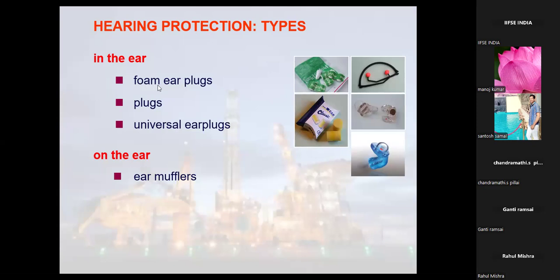Now, different types of hearing protection you have. Then foam type of ear plugs, we have seen. This is the foam type of ear plugs. Then plugs, these are different types of plugs. Then universal plugs, here you have the universal plugs and ear muffs. Ear muffs are just like your Sony sound instrument that you use for the ears.